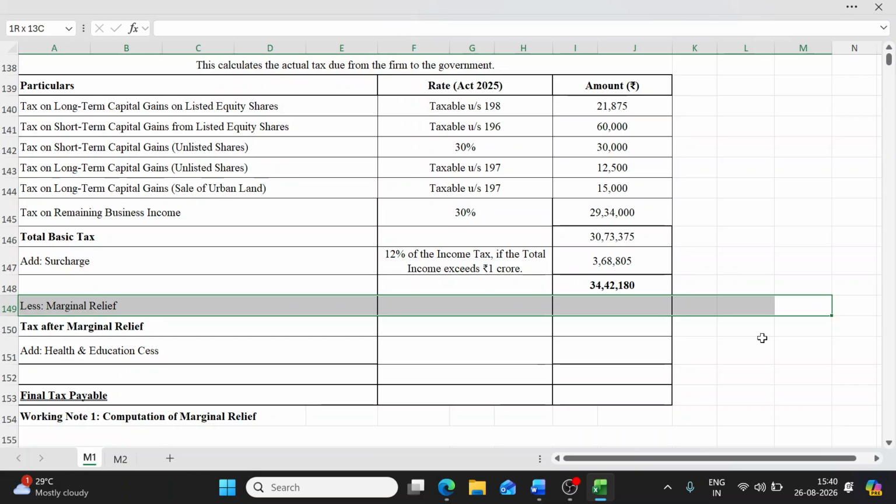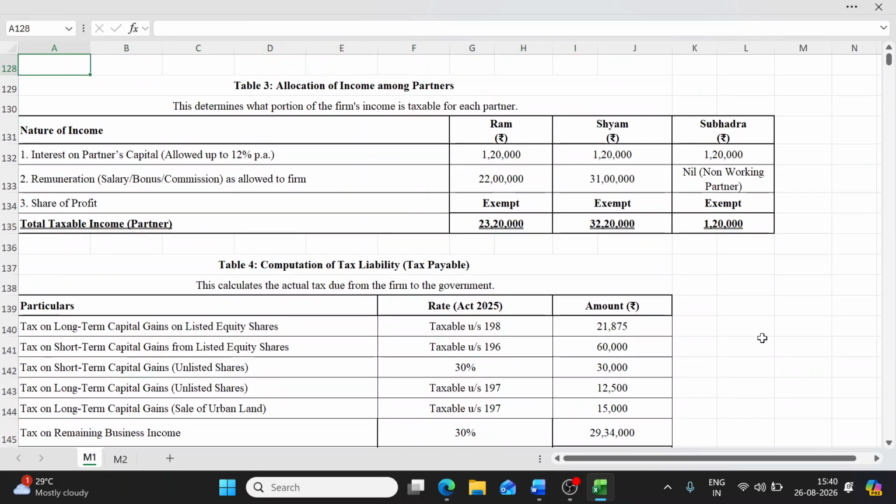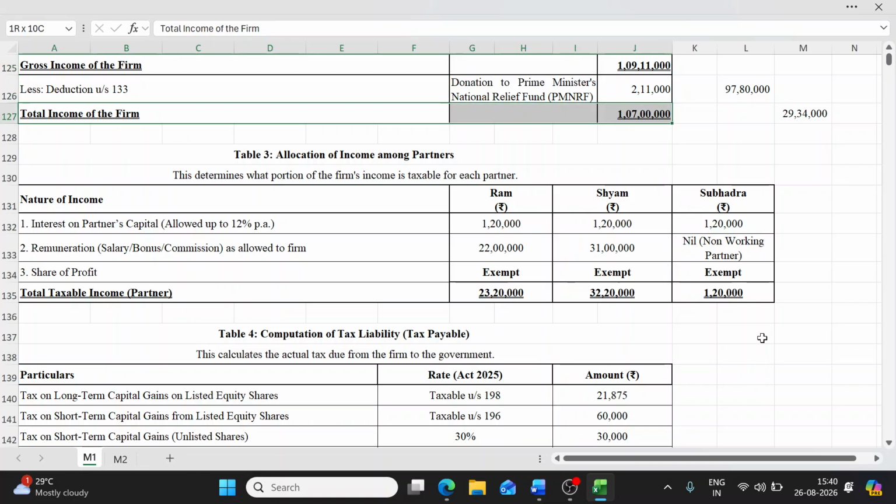So whether there is marginal relief in the payment of tax or not, we need to make a calculation for this. Now, I'll give you a situation. Just assume that the partnership firm's total income is only 1 crore. Here in the problem it is 1 crore 7 lakhs. But just assume that the partnership firm's income is only 1 crore.